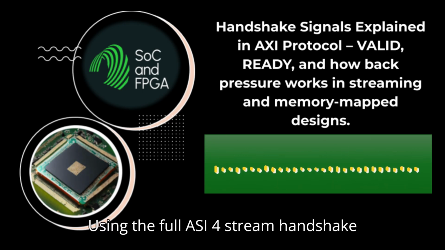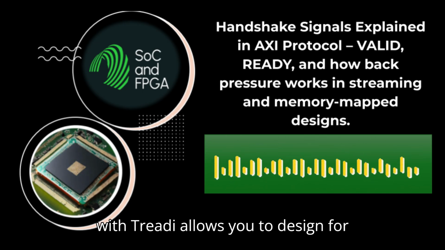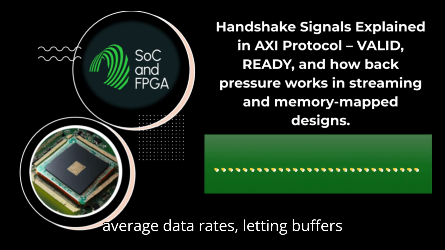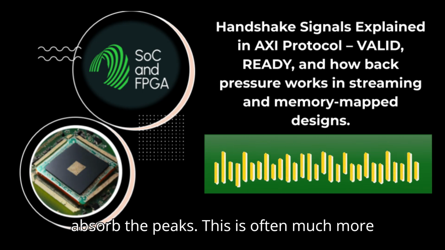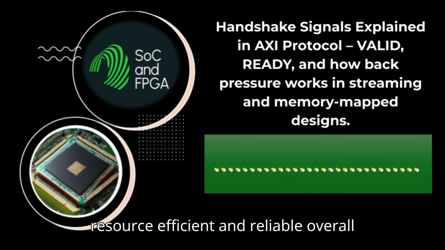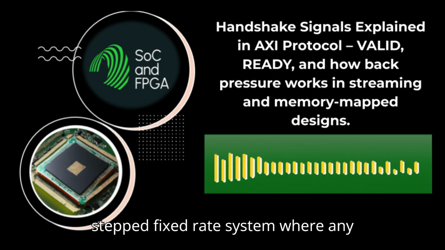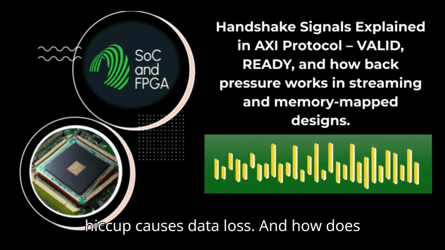Using the full AXI4-Stream handshake with TREADY allows you to design for average data rates, letting buffers absorb the peaks. This is often much more resource efficient and reliable overall than trying to build a perfectly lockstepped, fixed-rate system where any hiccup causes data loss.